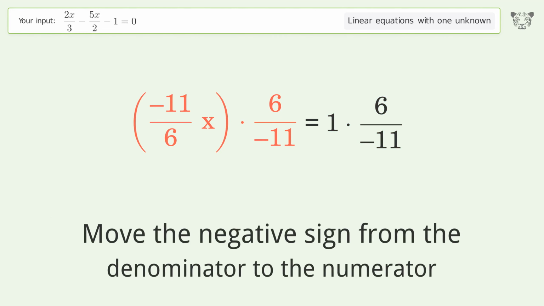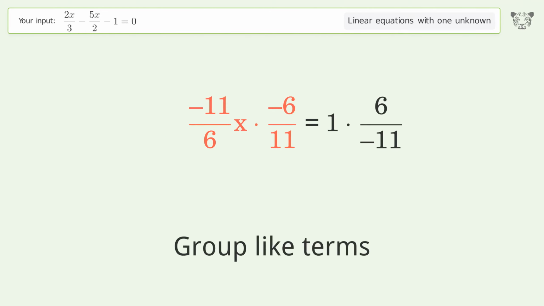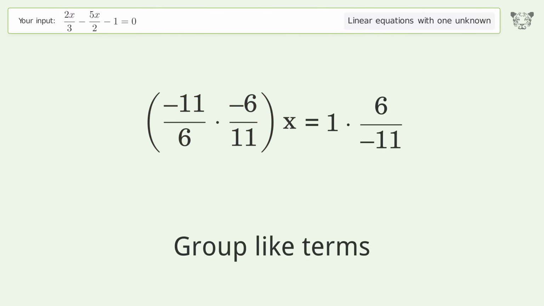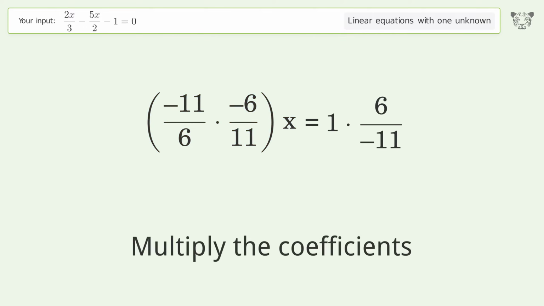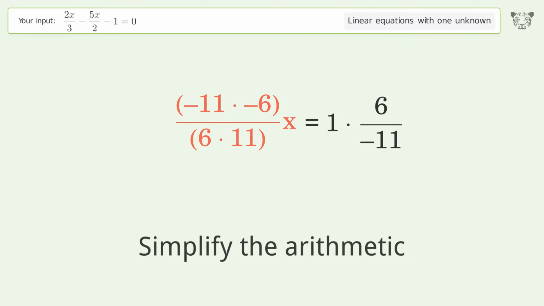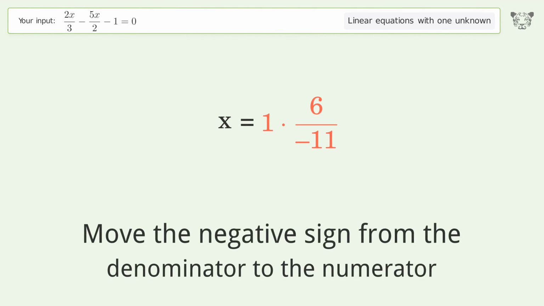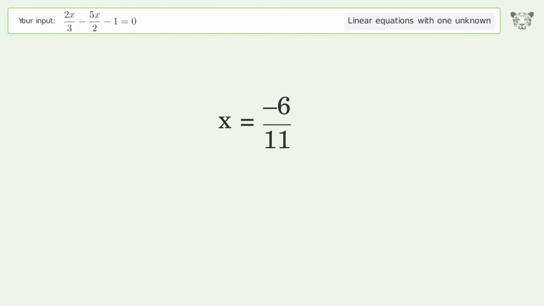Move the negative sign from the denominator to the numerator. Group like terms. Multiply the coefficients. Simplify the arithmetic. Move the negative sign from the denominator to the numerator. And so the final result is x equals -6/11.